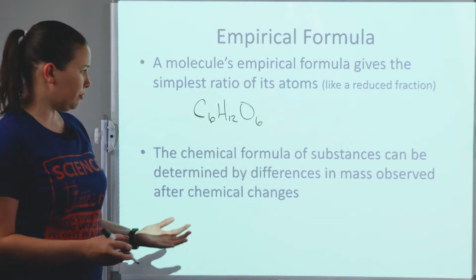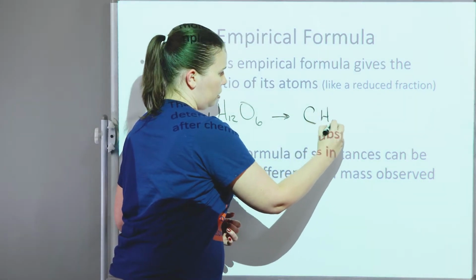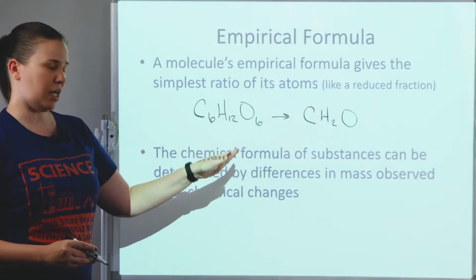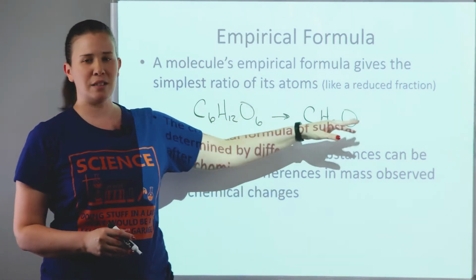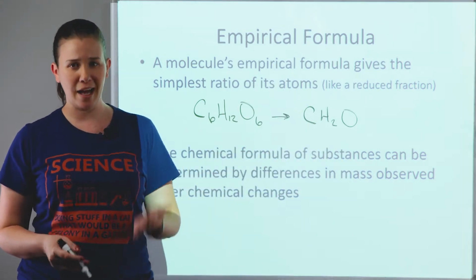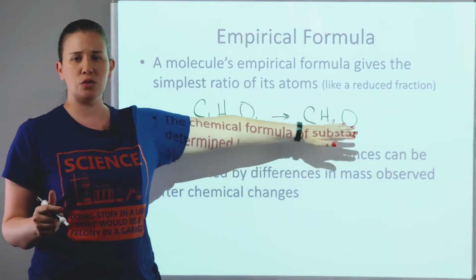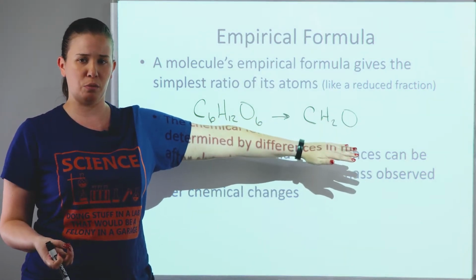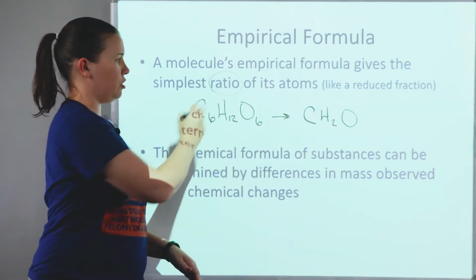Now the empirical formula of sugar would be CH2O, showing there's twice as many hydrogens as there are carbons and oxygens. But that doesn't mean that sugar actually has 1 carbon, 2 hydrogens, and 2 oxygens. So when you're told it's the empirical formula, or when you intentionally find the empirical formula, you have to keep in mind that all you found is the ratio.